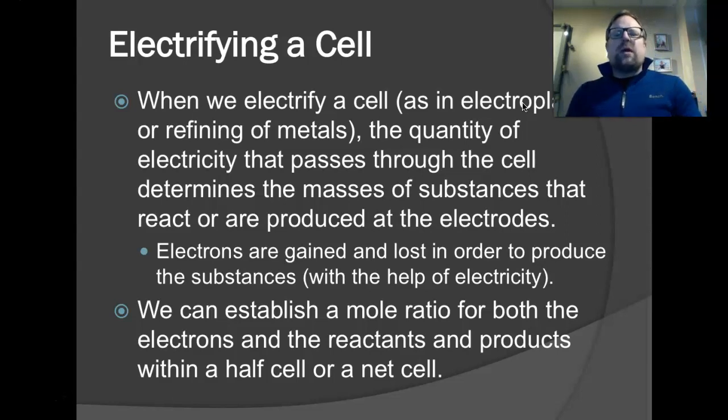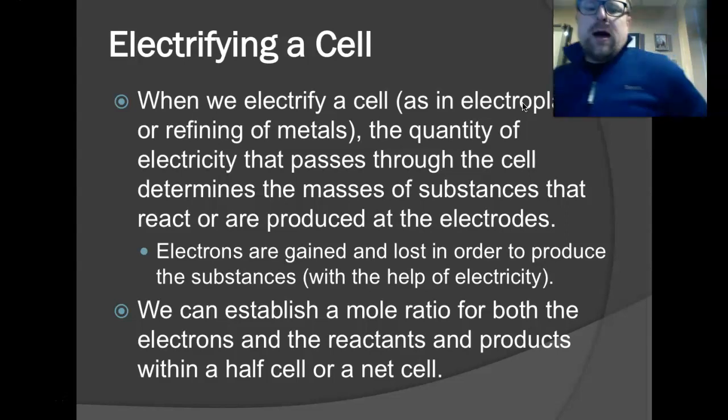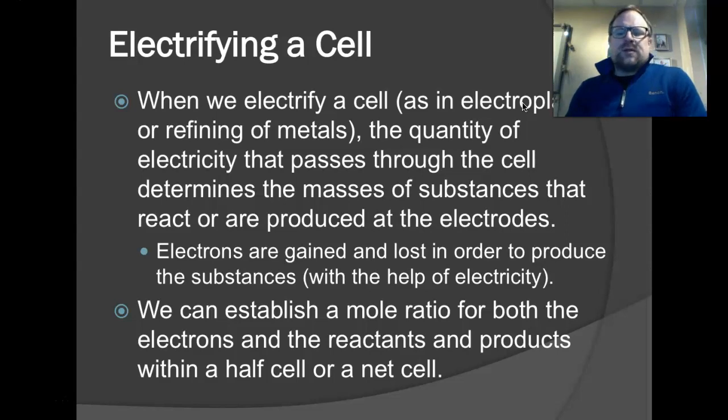So the amount of electricity that moves through gives us an idea of how much we are going to plate, what mass of stuff we're going to plate onto that spoon or bumper or whatever it is we're doing with electroplating or electrorefining. Electrons, we know, are gained and lost in order to produce these substances with the help of electricity. What we can do is establish a mole ratio for this as well, for both the electrons and the reactants and products within a half cell or a net cell.